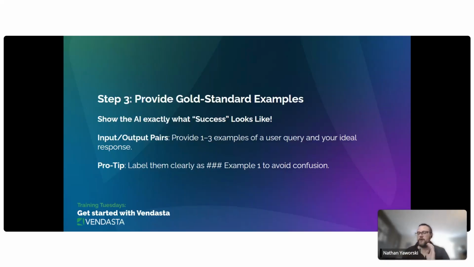But if you tell it to do that, why have an AI at all? You want it to be able to think on its own, using the examples that you've put out, to put something in its own words that's going to get the point across as well. So give it 1 to 3 examples of that query and your ideal response. And also in that markdown, this is where you would want to label them clearly as 3 hashtags example 1, 3 hashtags example 2 to avoid any confusion. Always nest it in that 3rd level of your markdown heading.